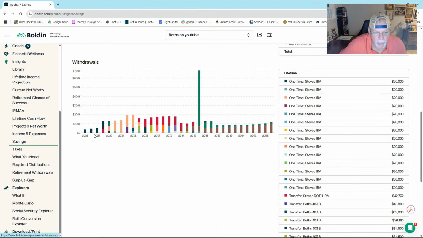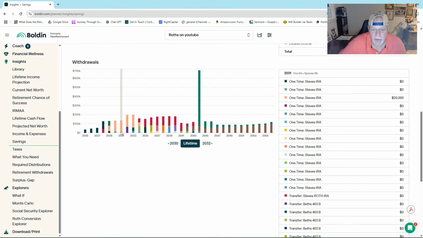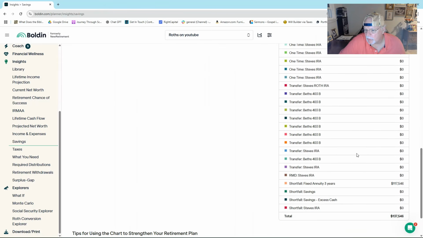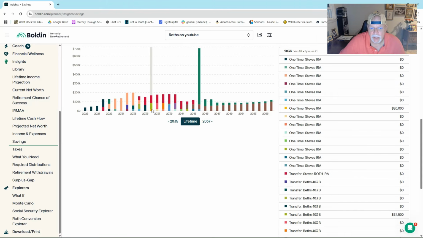So let's just take a quick look. Let's see if we can find these Roth withdrawals. That's 20. See, and I hate this too. It says shortfall. Shortfall just means you're spending more than your investment income, which I'm perfectly okay with, drawing down principal. Let's just see if we can find these.